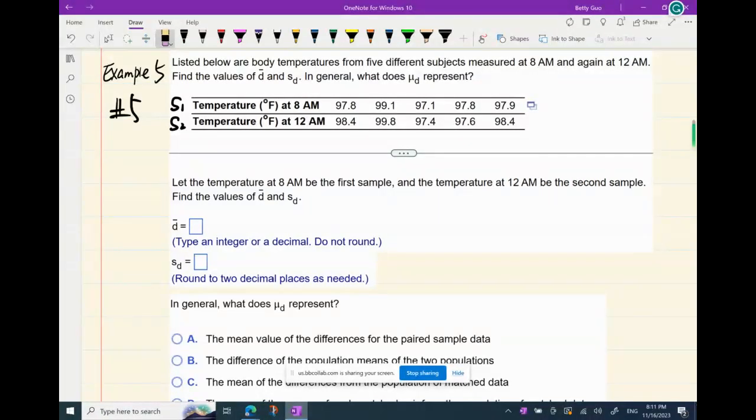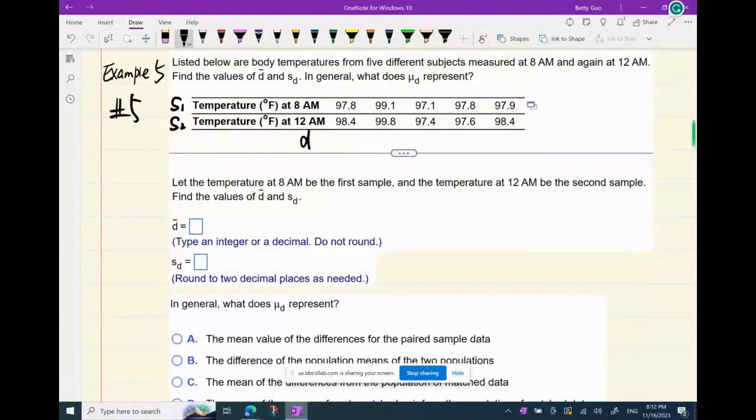The reason the question clarifies which one is the first sample and which one is the second sample is because our D is always going to be the first sample value minus the second sample value, not the other way around. Addition and multiplication satisfy the commutative property, but subtraction and division do not. So we need to be very cautious when it comes to subtraction. We need to be careful which value minus which value, because otherwise you will have a different result. So here we are going to use the first value minus the second value.